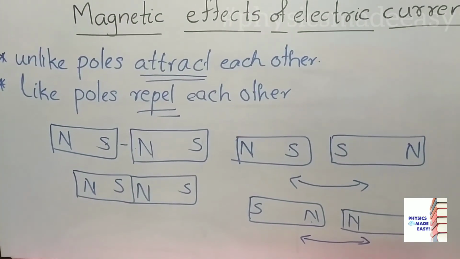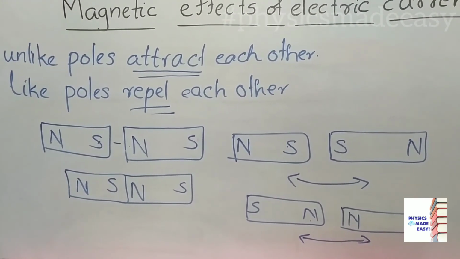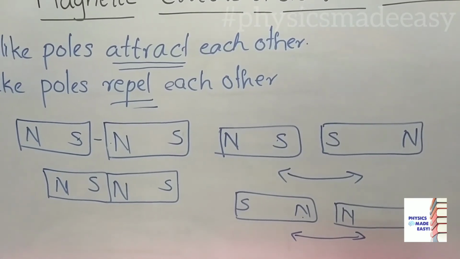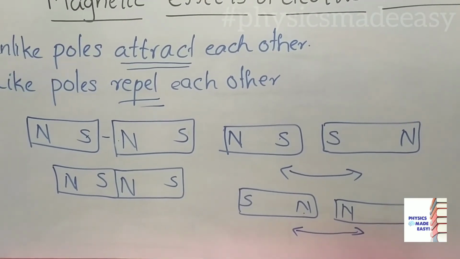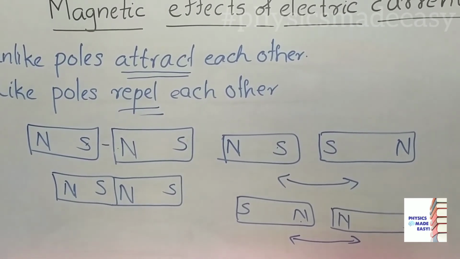Here we are discussing the magnetic field. Then how to represent this magnetic field? For representing the magnetic field, we can use magnetic field lines. Okay, these magnetic field lines we will discuss in the next class.